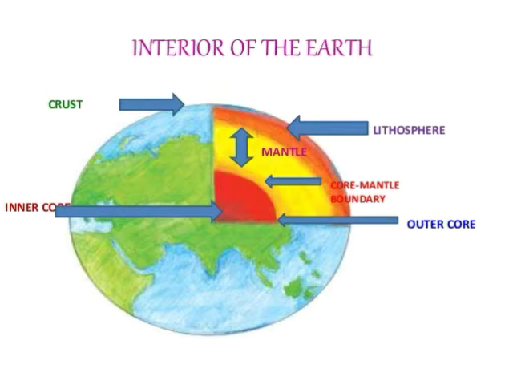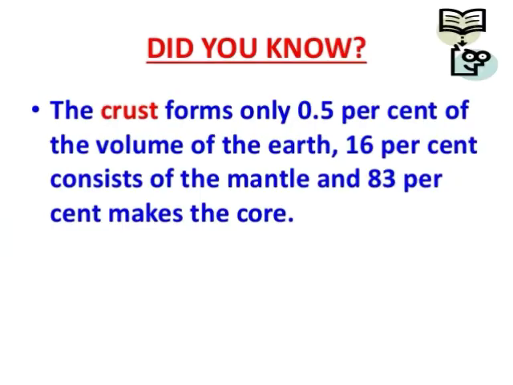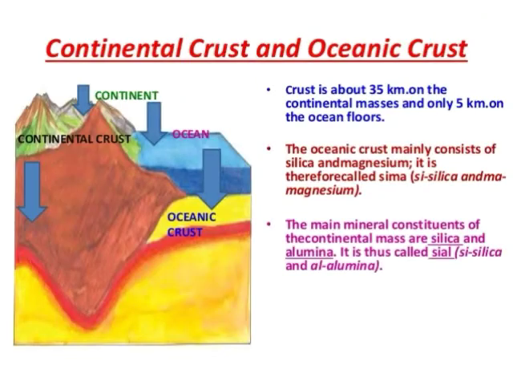Okay, when we talk about crust, it is the uppermost layer over the earth's surface, and second, it is the thinnest of all the layers, means its width is very less. Do you know that it forms only 0.5% of the volume of the earth? 16% is formed by the mantle and 83% is formed by the core. Now it's clear from the picture that the crust is divided into two categories. The first is the crust below the oceans and the second is the crust below the continents.